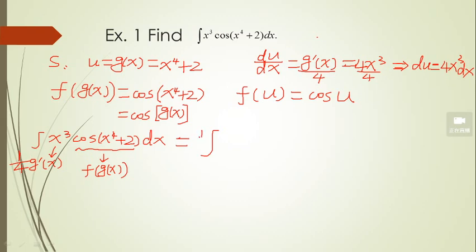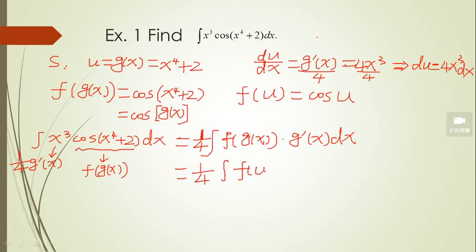And here you can move your 1 over 4 outside. So inside the integrand, this is not g(x) again, this is 1 over 4 g prime(x). So I can move the 1 over 4 outside, and then that becomes f(g(x)) times g prime dx. According to the substitution rule, we keep the constant outside, and this part equals the indefinite integral of f(u) du, right?